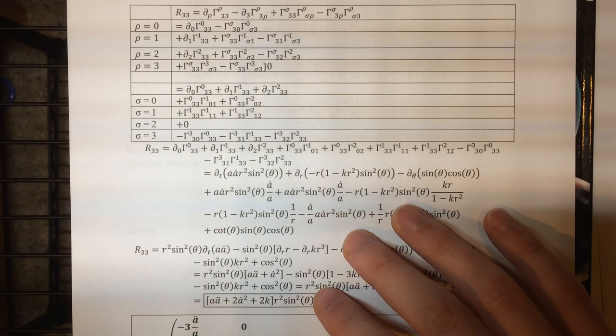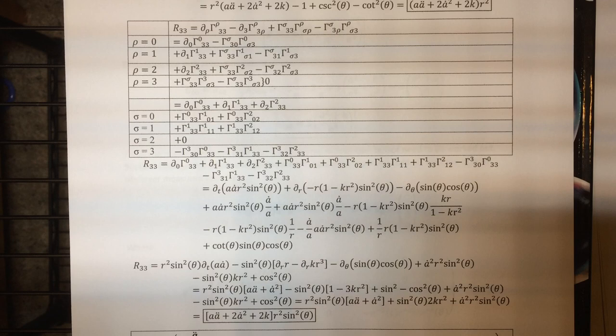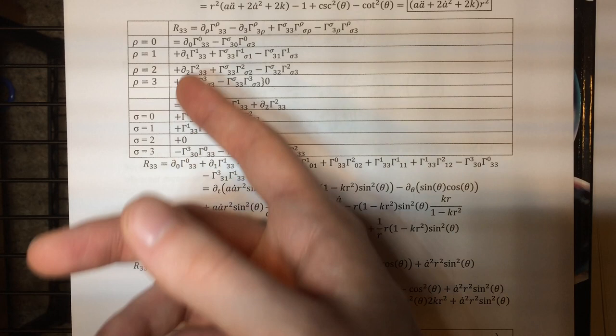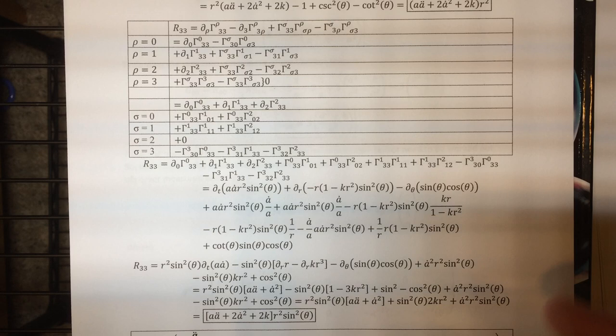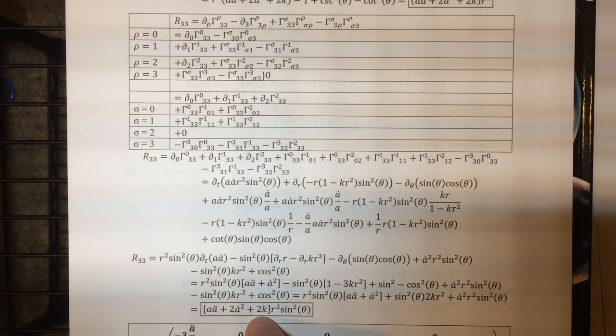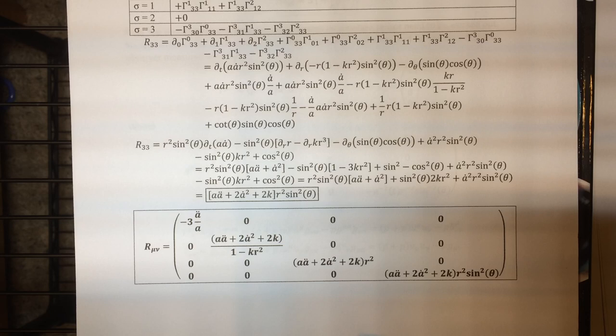Okay, so this is the table for expanding the sums over the dummy indices for R33. Then you plug in the values for the non-zero Christoffel symbols like before, simplify, and after much painful effort, you eventually get that. Okay, so to summarize, if you just want the answers to check work you're doing or whatever, then you can look at this.